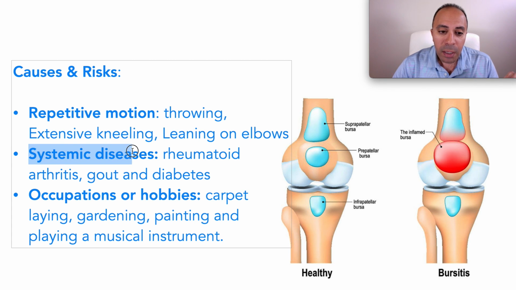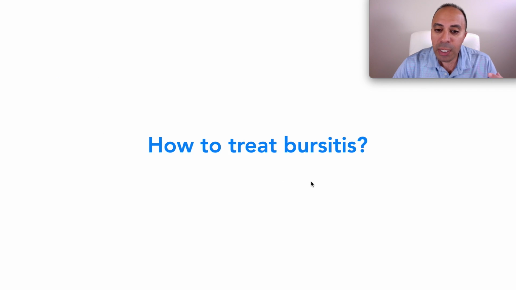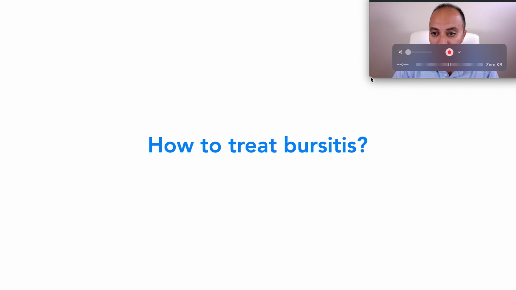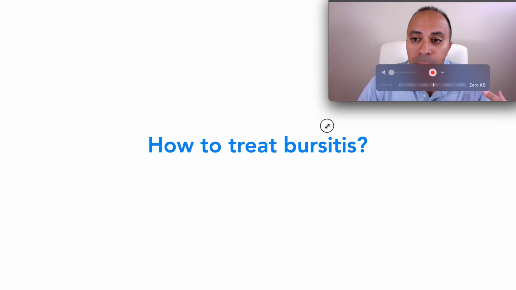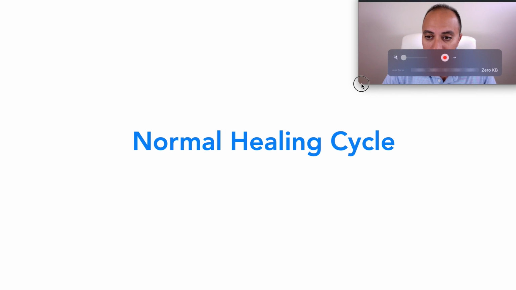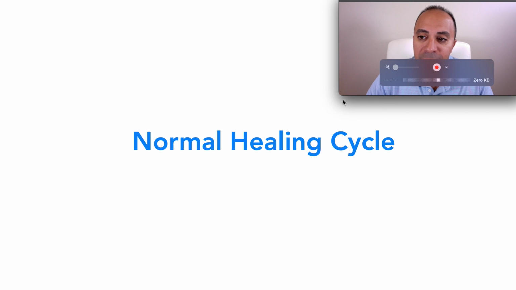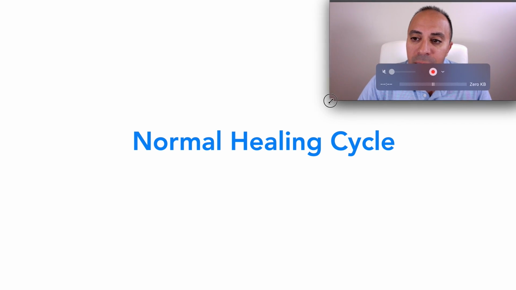Other risk factors are systemic diseases, like rheumatoid arthritis, gout, and diabetes. One of the most important questions is how to treat the bursa inflammation or bursitis. Before we answer this question, we really need to understand how our body heals. When we understand the normal healing cycle, we will have a better understanding of how to get to the root cause of the problem and know which stage of the healing actually needs intervention.